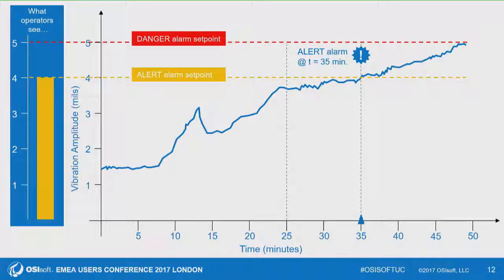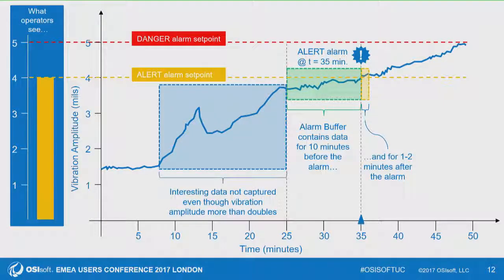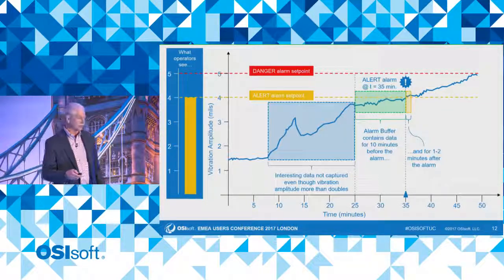And what you would find in other systems is they keep what's called an alarm buffer. So we would get some data before this alarm. We'd get a little bit of data after the alarm. But if you're a machinery engineer, the vibration in that green region and in that yellow region, it's not really that interesting. What you would actually like to see is the vibration that's occurring down in this blue region when you had such dramatic changes.